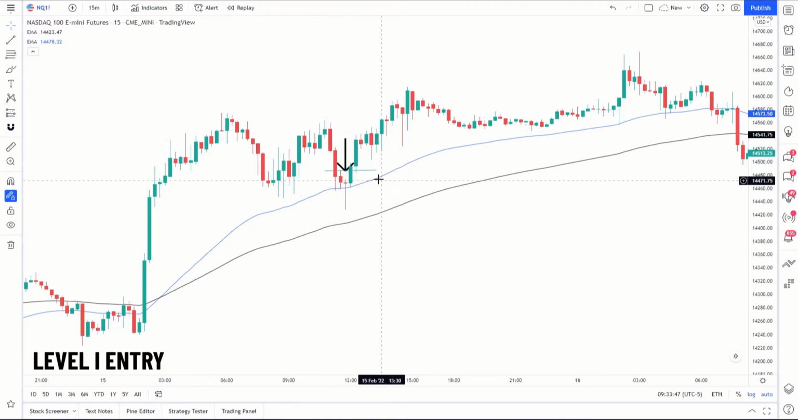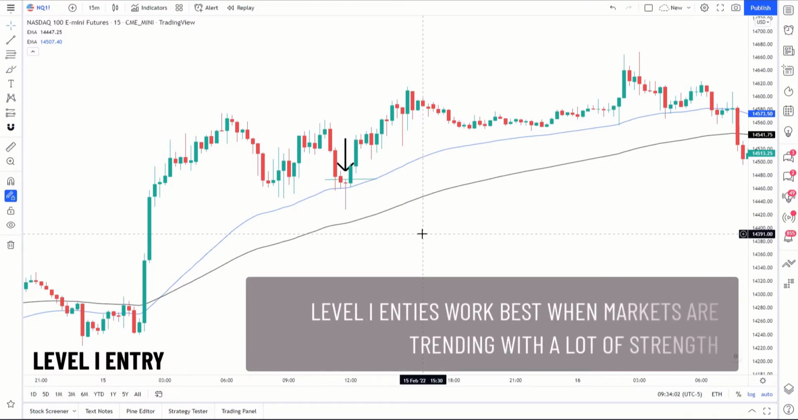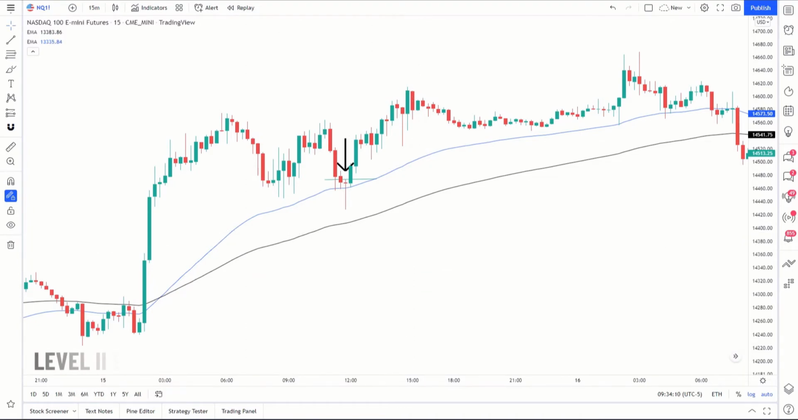Okay, so now what we do is we move it one more time down to the high of this candle, and then at the break of that we take our long position. So as I said previously, this is the level 1 entry and is the riskiest of the 3 entries. If you notice that the market is trending strongly in a certain direction, you'll find that this way of entering the market will be more successful than any of the others.